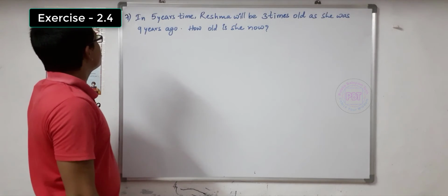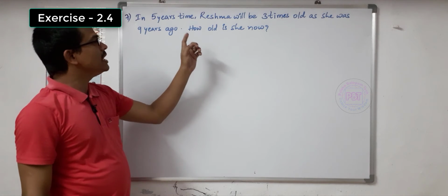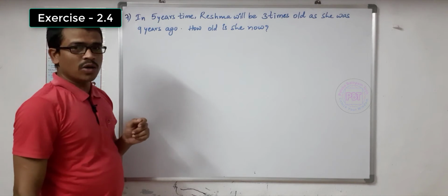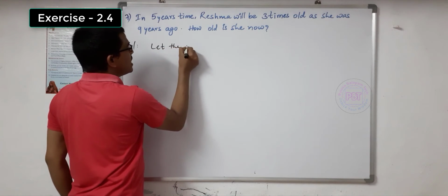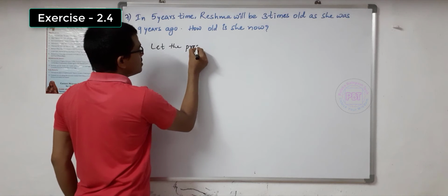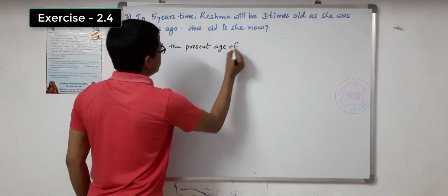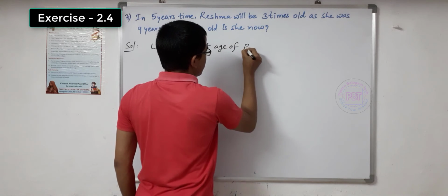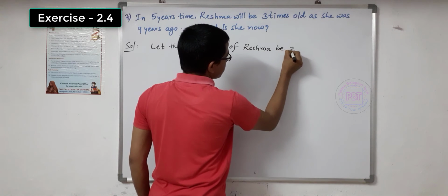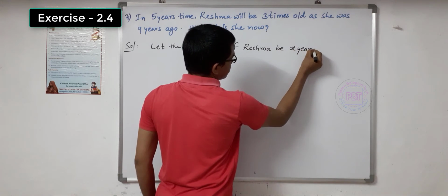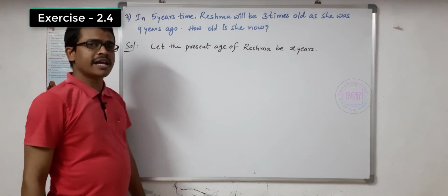Now let us see the seventh question. In 5 years time, Reshma will be 3 times as old as she was 9 years ago. How old is she now? Let the present age of Reshma be x years. I am assuming that the present age of Reshma be x years.